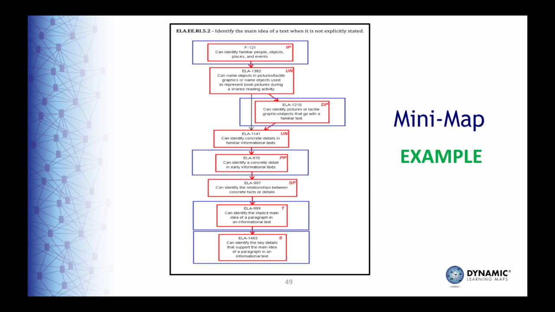If after instruction the student can do that, then perhaps the student is ready for instruction aimed at the distal precursor skill, which is, can identify pictures or tactile graphics or objects that go with a familiar text. Some students will be able to bypass the distal precursor skill and move on to the next skill in the map, which is another untested skill but moves the student on down the mini-map. The goal, of course, is to get to the target skill. And with enough time and repeated instruction, many students are able to achieve higher levels of learning, often surprising their teachers.